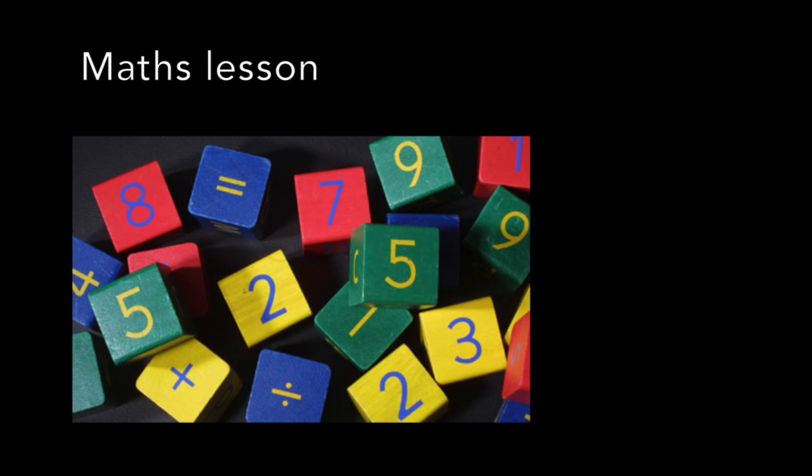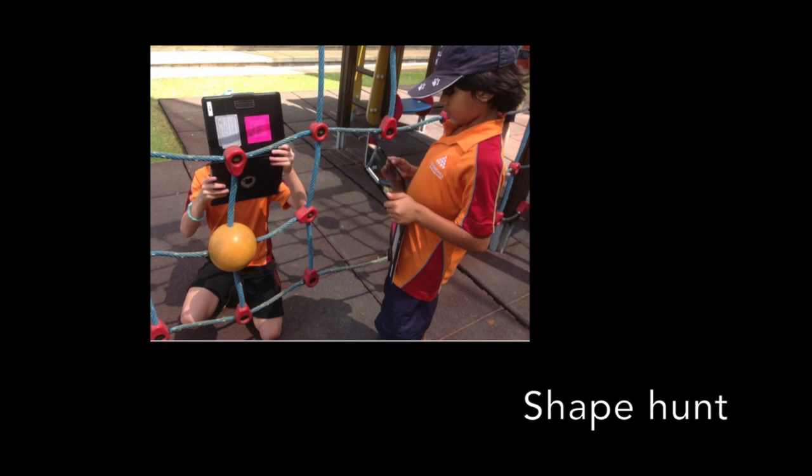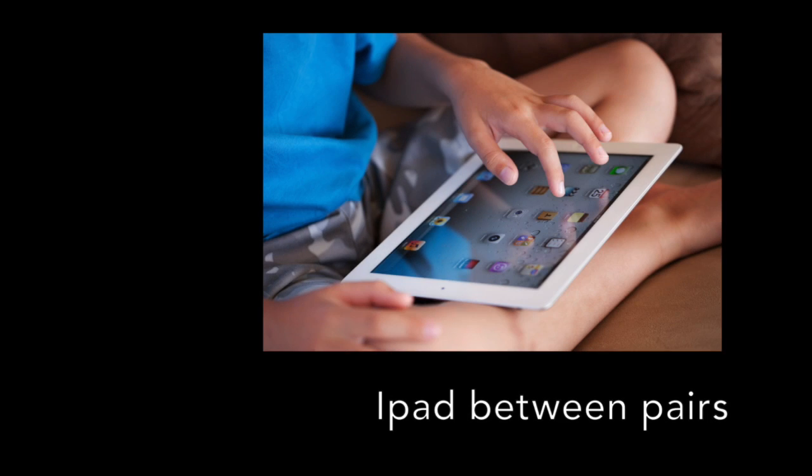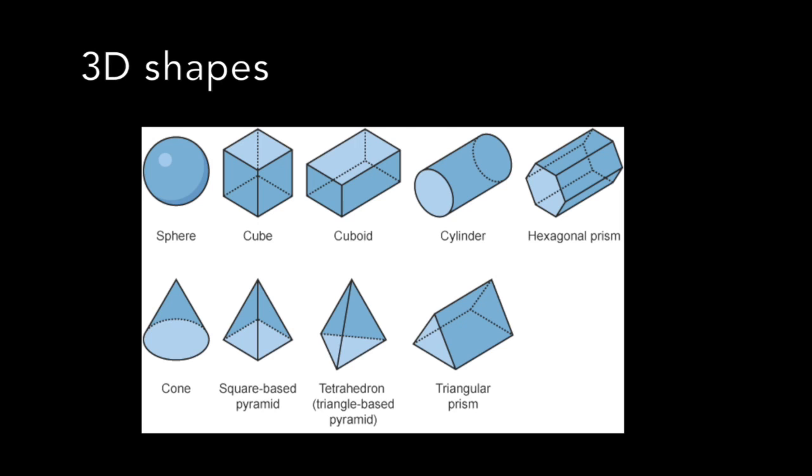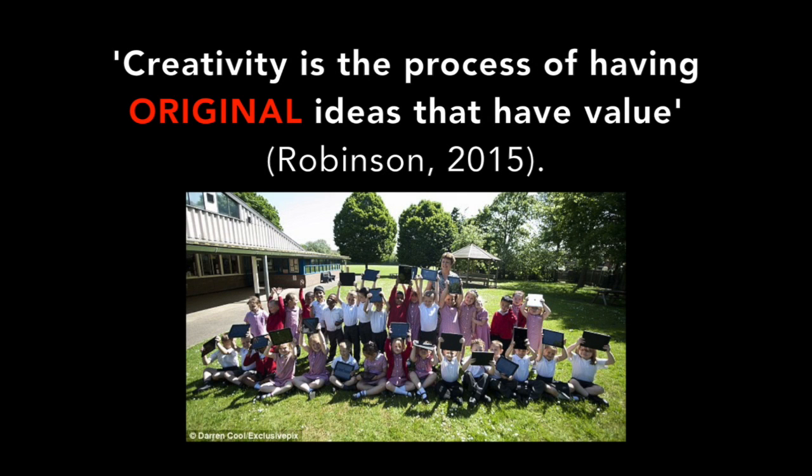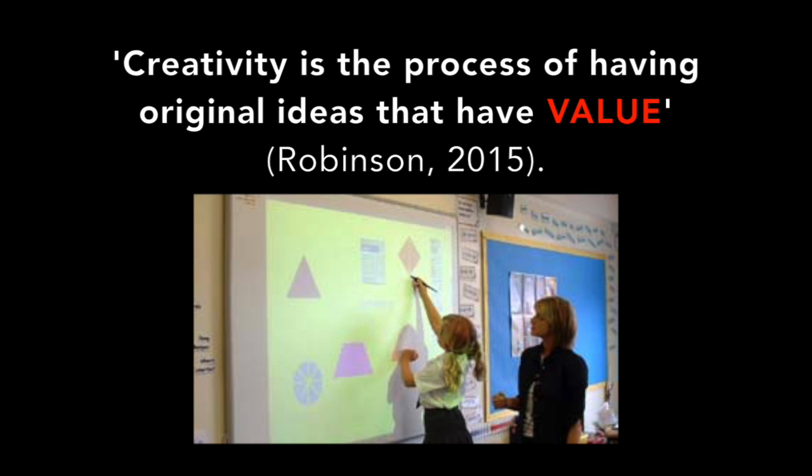As part of a maths lesson, I conducted a shape hunt around the school grounds. I gave the children an iPad between pairs and asked them to photograph as many 3D shapes and objects that they could find. The activity was made original through allowing the children to collect their own data. The activity showed value through allowing the children to view and sort their photos using the interactive whiteboard. This activity is an example of teaching creativity, as there was little teacher input into the lesson, and I felt that the children were challenged to think for themselves and be creative in their findings.